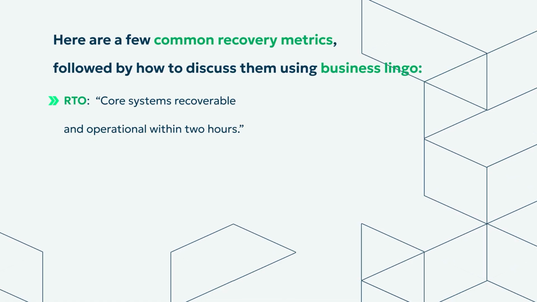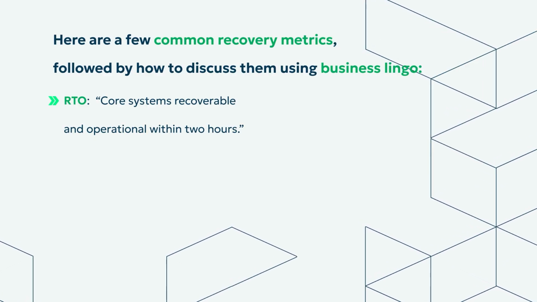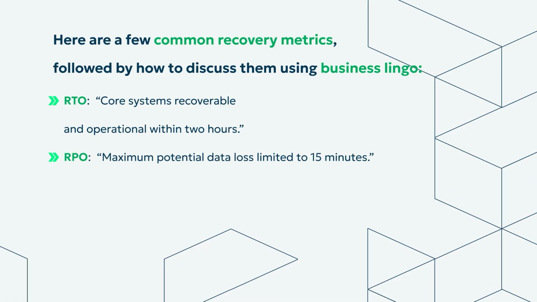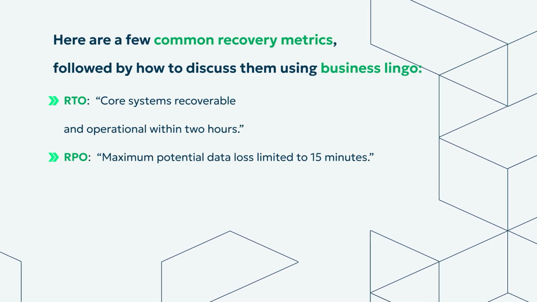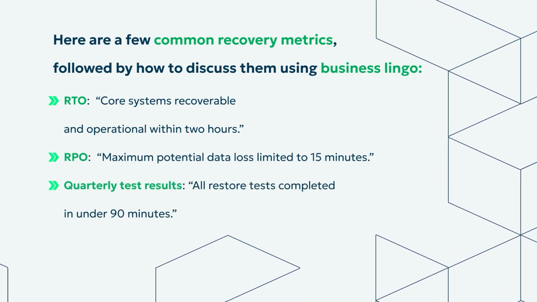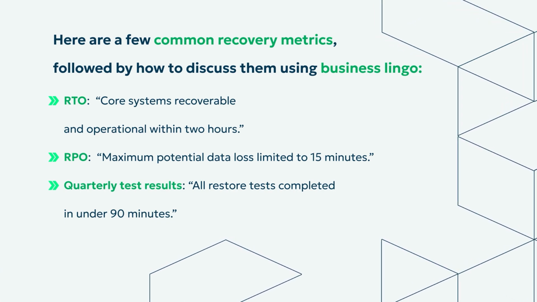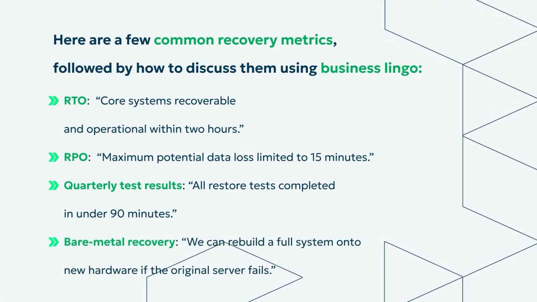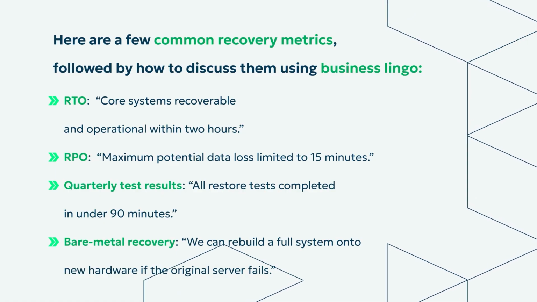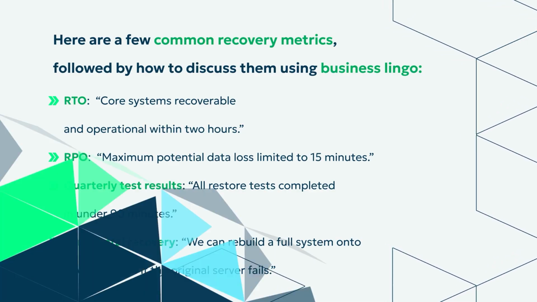RTO. Core systems recoverable and operational within 2 hours. RPO. Maximum potential data loss limited to 15 minutes. Quarterly test results. All restore tests completed in under 90 minutes. Bare metal recovery. We can rebuild a full system onto new hardware if the original server fails.